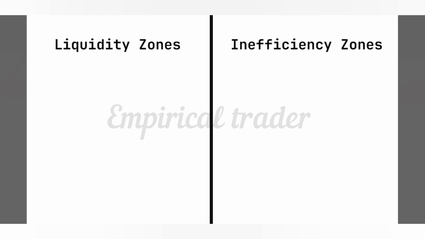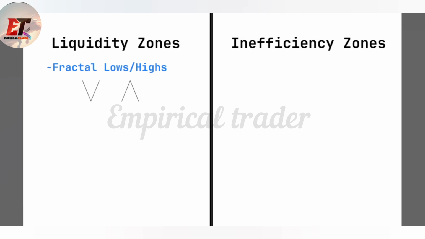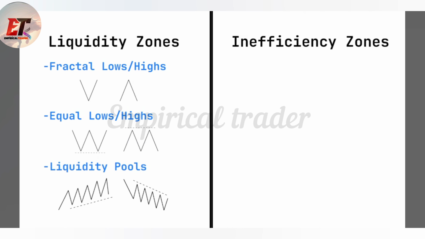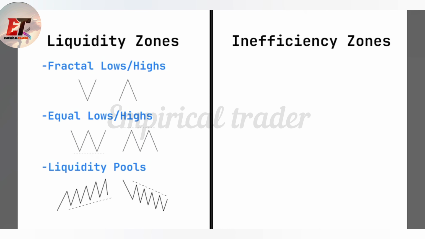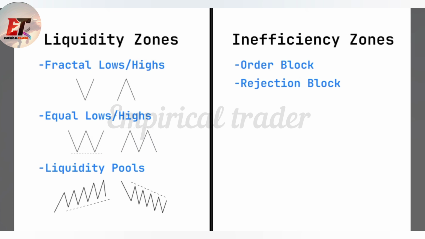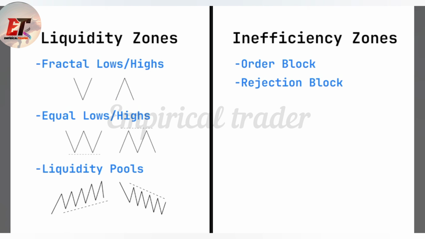They are divided into two types. The first type is liquidity zones, which are fractal lows and highs, equal lows and highs, as well as liquidity pools. The second type is inefficiency zones, which include all three of our volume tools. You can find more details about this in the previous video.